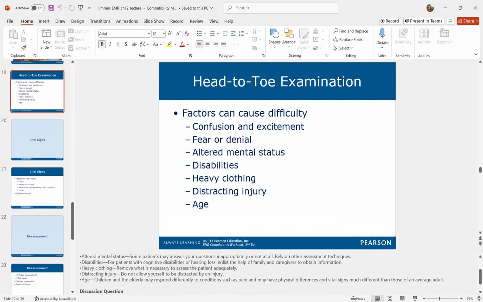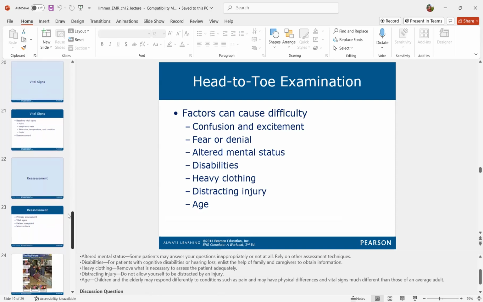Age. Children and the elderly may respond differently to conditions like pain and have a physical difference in vital signs than average adults. A lot of times we'll talk about this when we get to pediatrics, but when it comes to children, instead of head to toe, we're going to flip it and do a toe to head on them so they get more comfortable with it, and explain the process to them. So that's our head to toe.